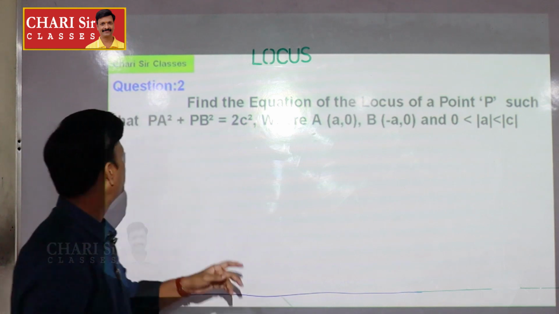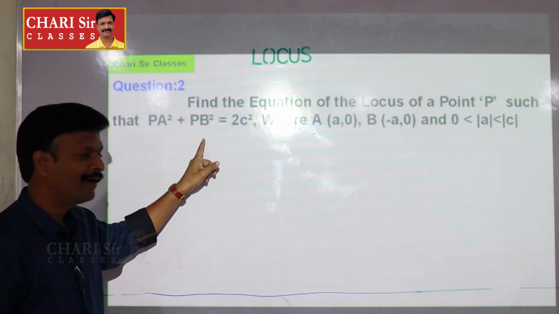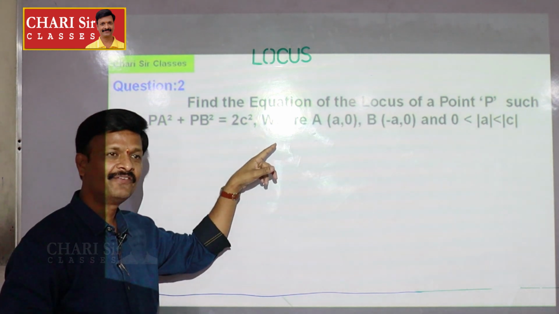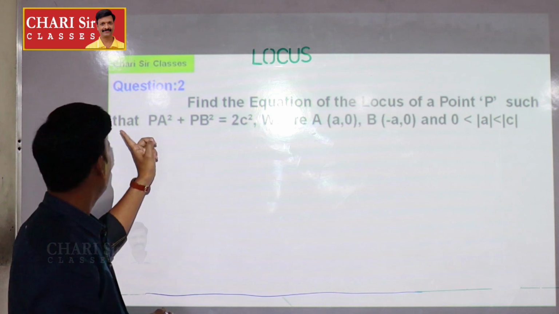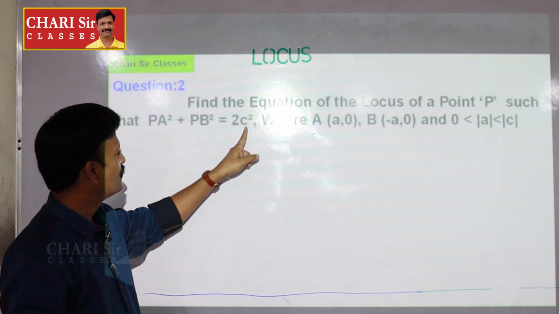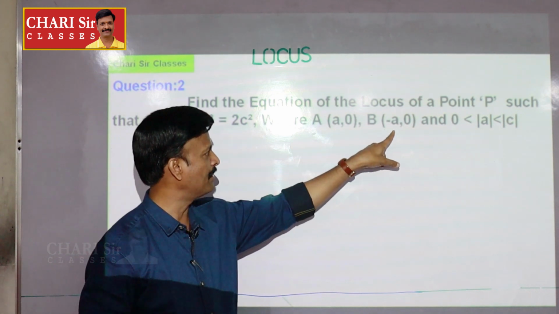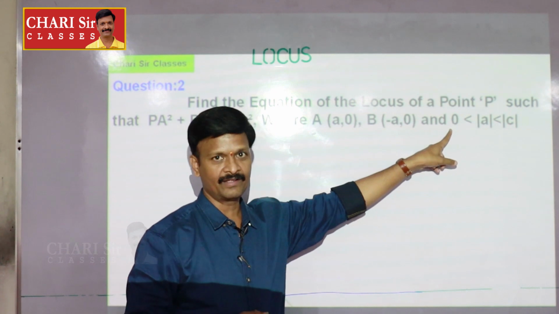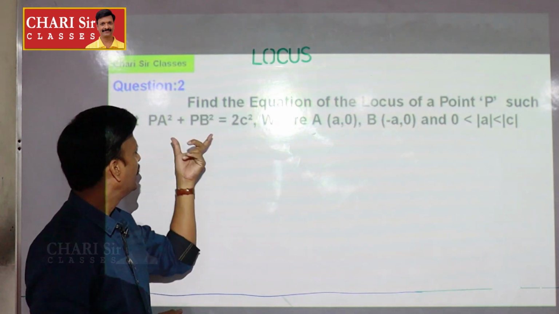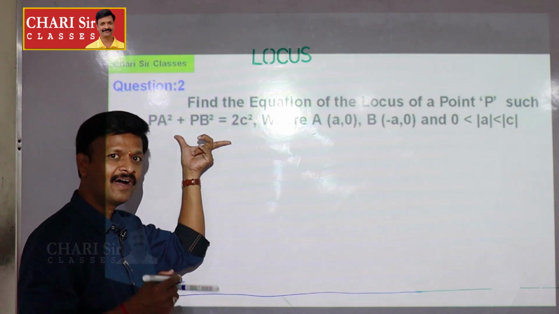Now let's see the second question. The second question is given from the locus. It is a very important question. Many times in previous years it is given. So that is, find the equation of locus of a point P such that PA square plus PB square equal to 2c square, where A is (a, 0), B is (minus a, 0), and here the condition is given. You don't need to concentrate on this. The given condition is directly given. We don't need to write anything on our own.